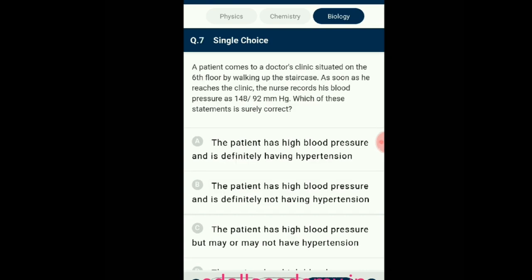Question number 7. A patient comes to a doctor's clinic situated on the 6th floor by walking up the staircase. As soon as he reaches the clinic, the nurse records his blood pressure as 148/92 mmHg. Which of these statements is surely correct? Hypertension is a disease of sustained high blood pressure. The patient has to rest for some time and the blood pressure should be measured again. The patient will have hypertension if the blood pressure is high even after adequate rest. So the answer for this question is option C. The patient has high blood pressure but may or may not have hypertension.